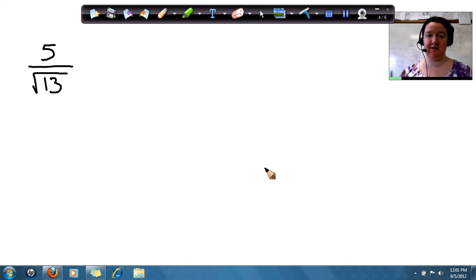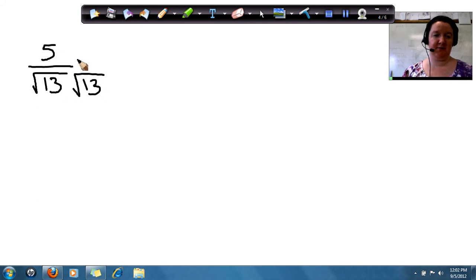Afternoon. Let's look at some more examples from this particular chapter. Now here I want to rationalize my denominator. In order to do that, I need to multiply the top and the bottom by what is on the bottom. So I'm going to multiply top and bottom by the square root of 13.